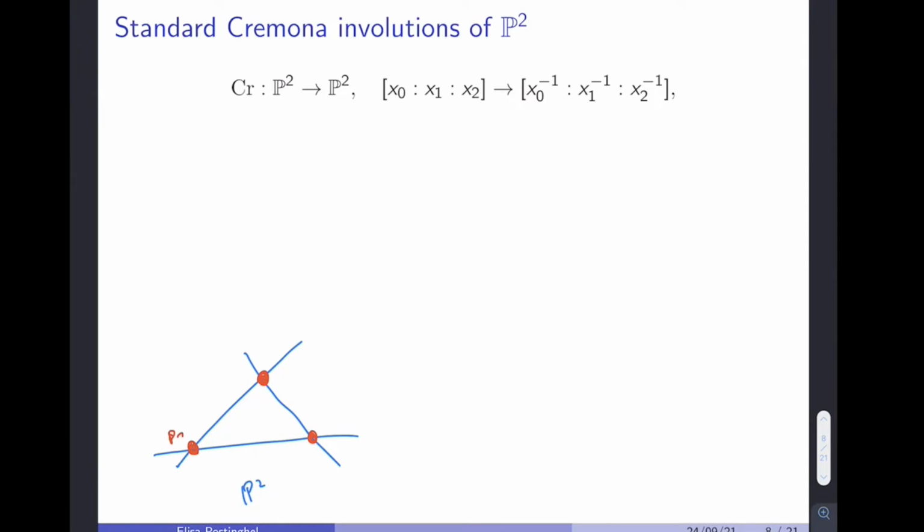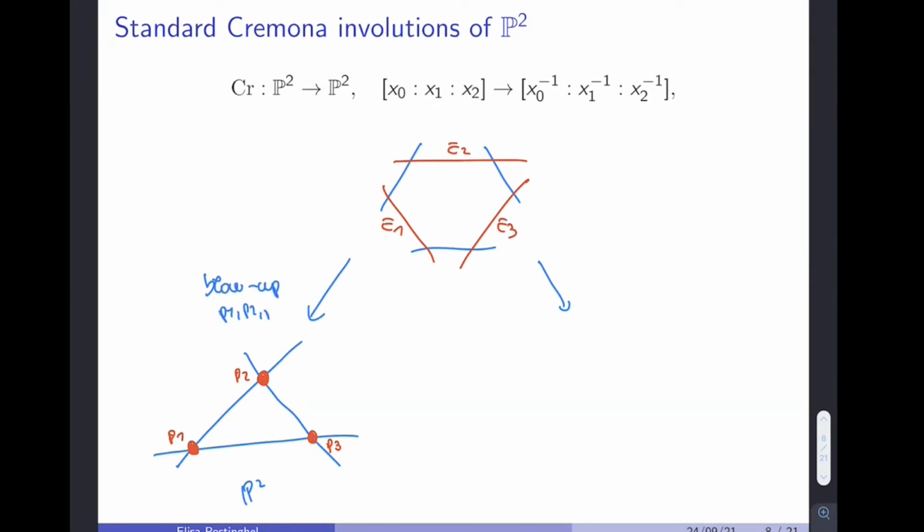Let me call them P1, P2, P3. So what do I do? Well, I blow up, I resolve this indeterminacy locus, and by doing that, I obtain a hexagon of curves where the red ones are the exceptional divisors, E1, E2, E3, and the blue ones are the strict transforms of the 3 coordinate lines. And then I blow down, so this is blow up the points, and here I blow down, contract the lines.